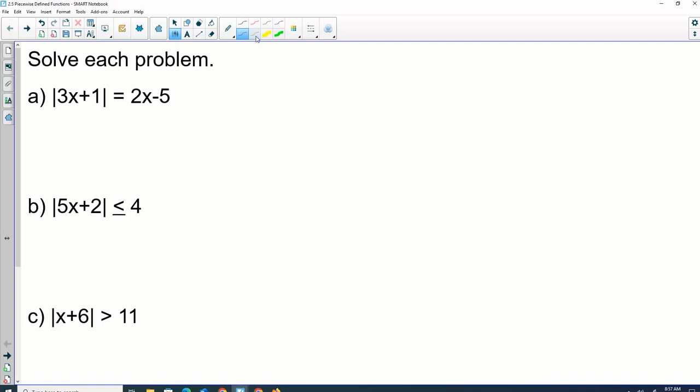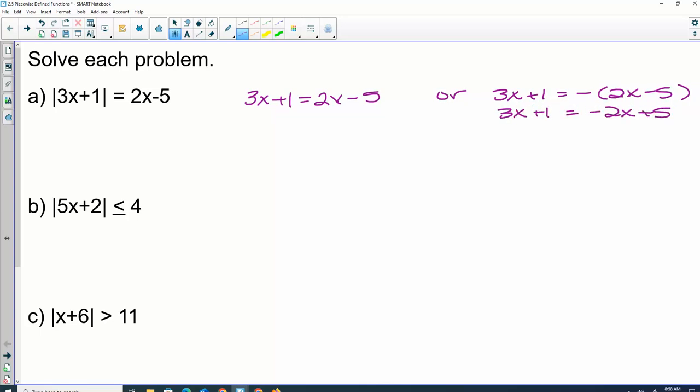Everybody should be able to tell me this. What do we do? On A, so what do I have to write out first? 3x plus 1, negative 2x plus 5. Okay, so we do two options. One of them stays the same. The other one, we have to do the opposite, which changes both of those signs. Okay, with absolute values, we're always doing two separate things.